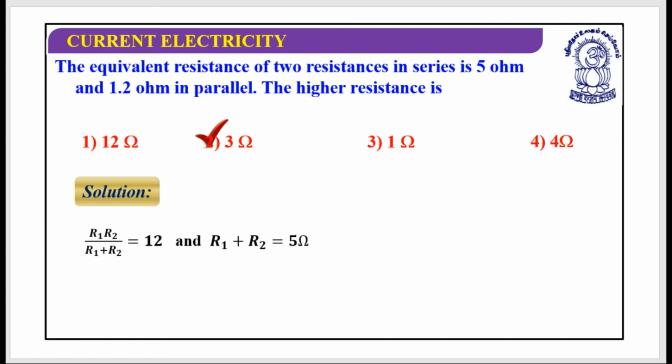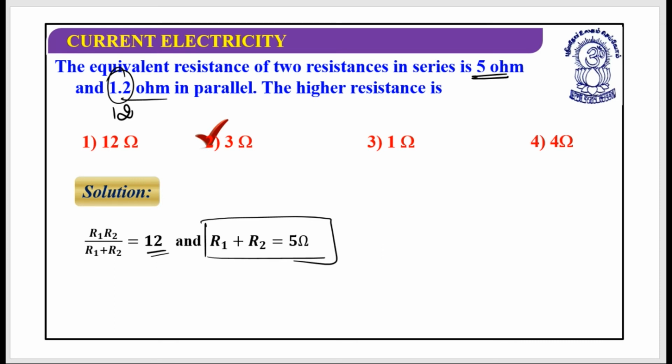The equivalent resistance of two resistors in series is 5 ohm and in parallel is 1.2 ohm. The higher resistance is, yes, this is the given, R1 plus R2. When they are connected in series, it's 5 ohm, and when these two are connected in parallel, this is not 1.2, it's 12 ohm. So please make it correct and try to solve this. It's 12 ohm, so R1 R2 divided by R1 plus R2 is equal to 12.